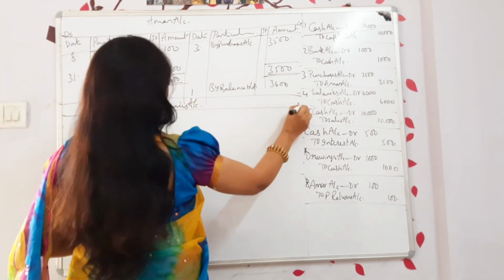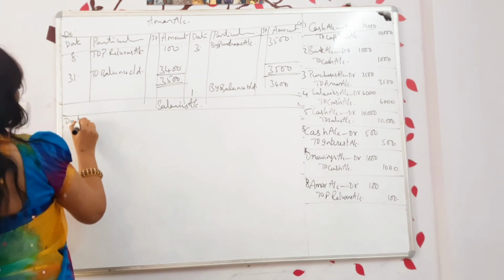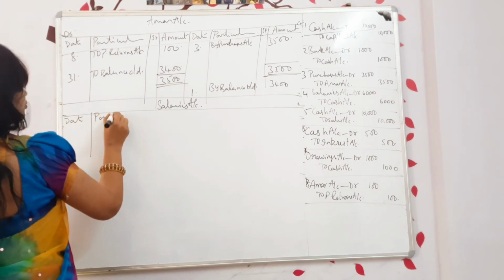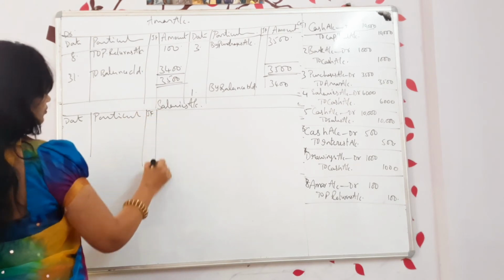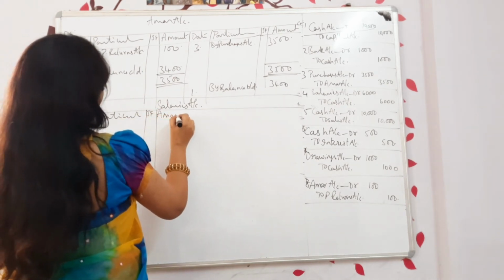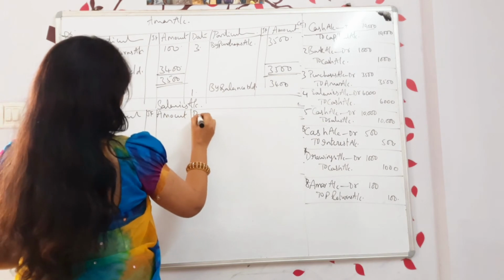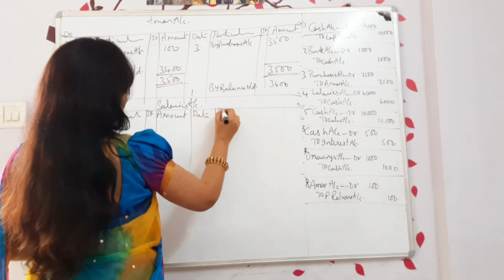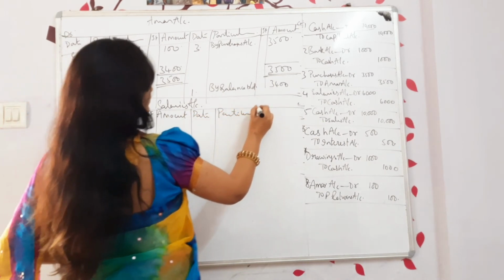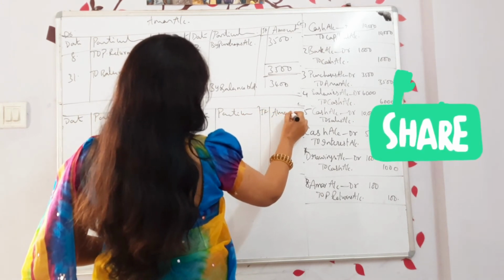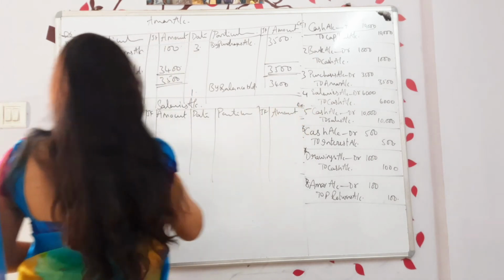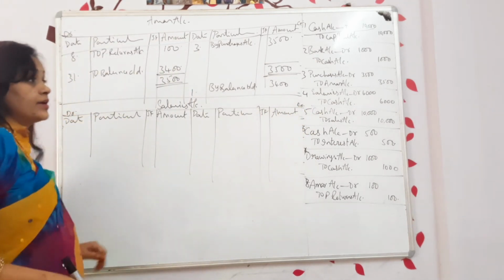Salaries account. Same date. Particulars. Journal folio. Amount. Credit side also same date. Particulars. Journal folio and amount. So credit and debit.